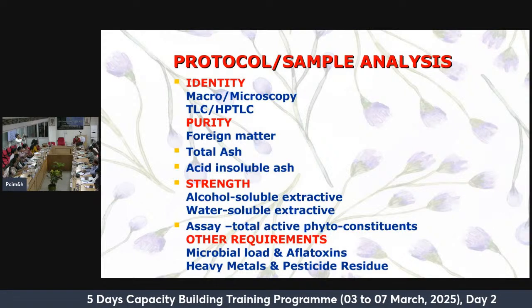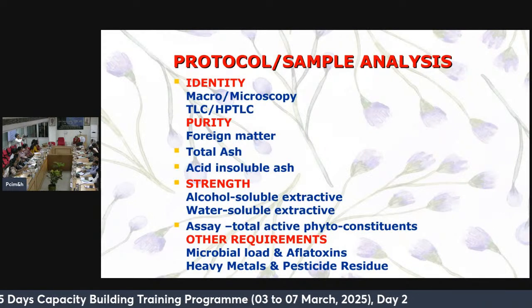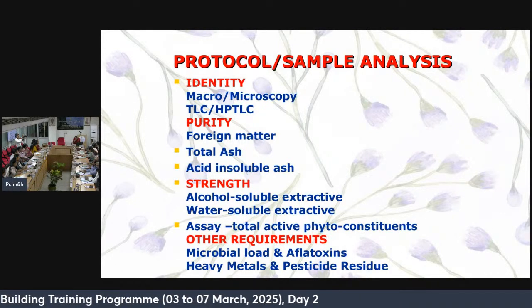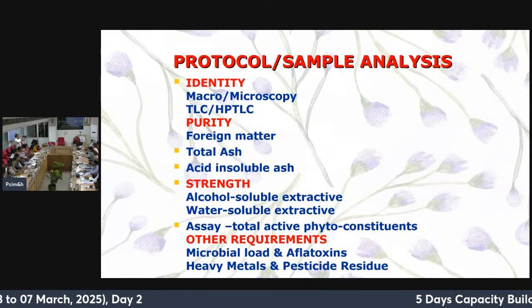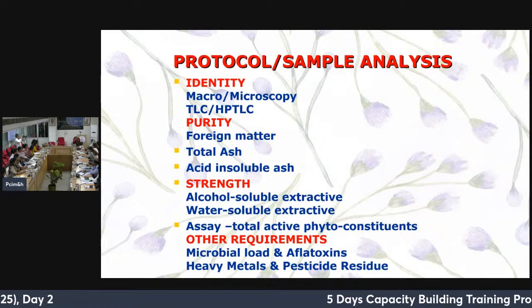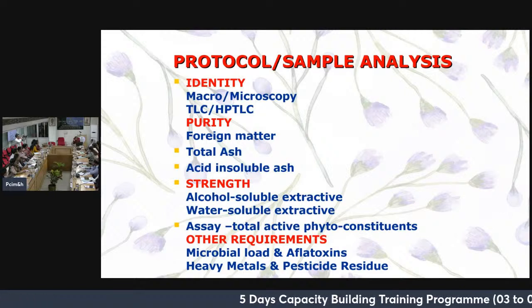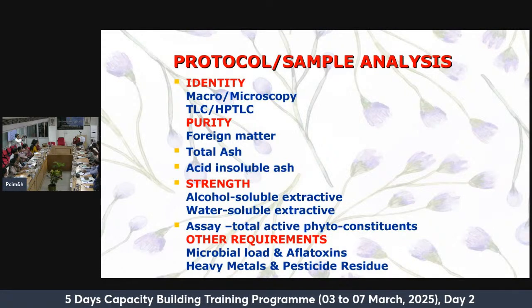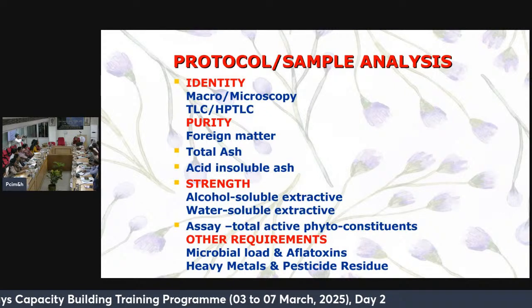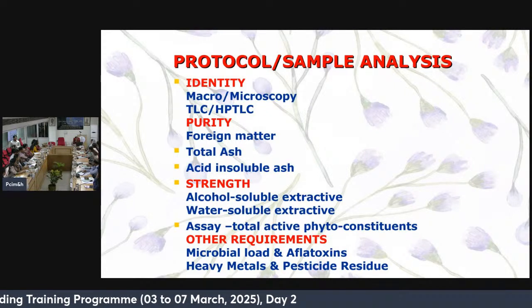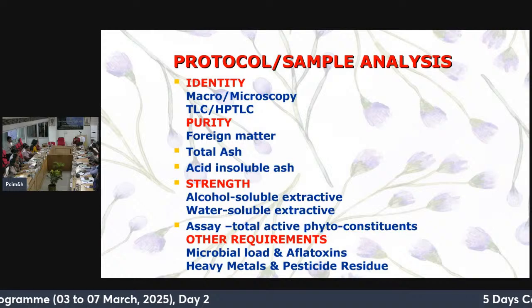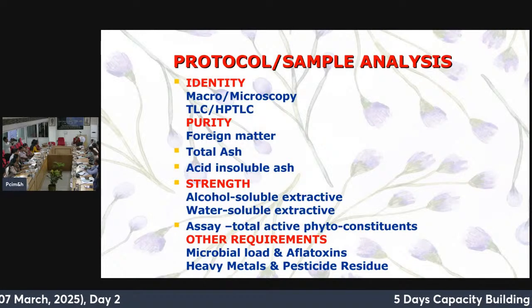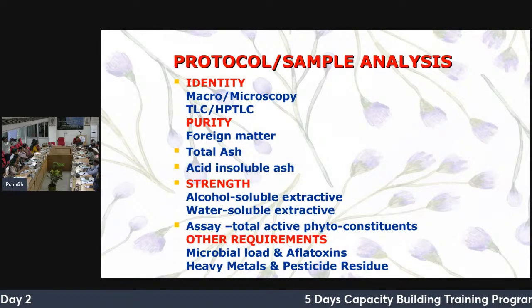So we divide the sample in three: the first goes to the botanical section, the second to the chemistry section, and the third to the microbiology section. When the microbiology person says that the material is free from any kind of microbiological contamination, they can start with the other parameters. During this process, macro, micro, physicochemical and chemical.